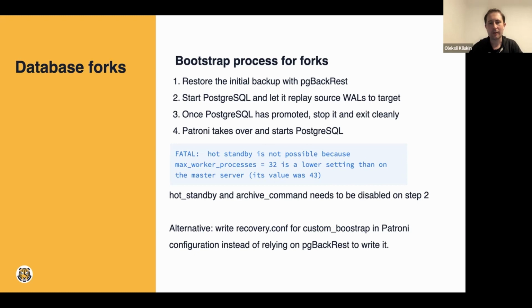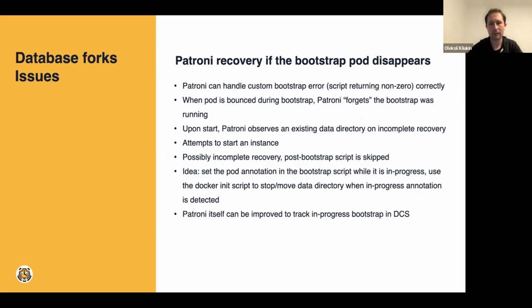One issue that we came across when debugging this procedure is this error message about it being impossible to run hot standby because of a mismatch of some parameters between the parent and the fork. Because we allow forks to have their own configuration, and we actually auto-tune forks based on their resources, it can be that the fork has different values for max worker processes or max connections, and that would stop the fork from recovering because of this mismatch and inability to run hot standby.